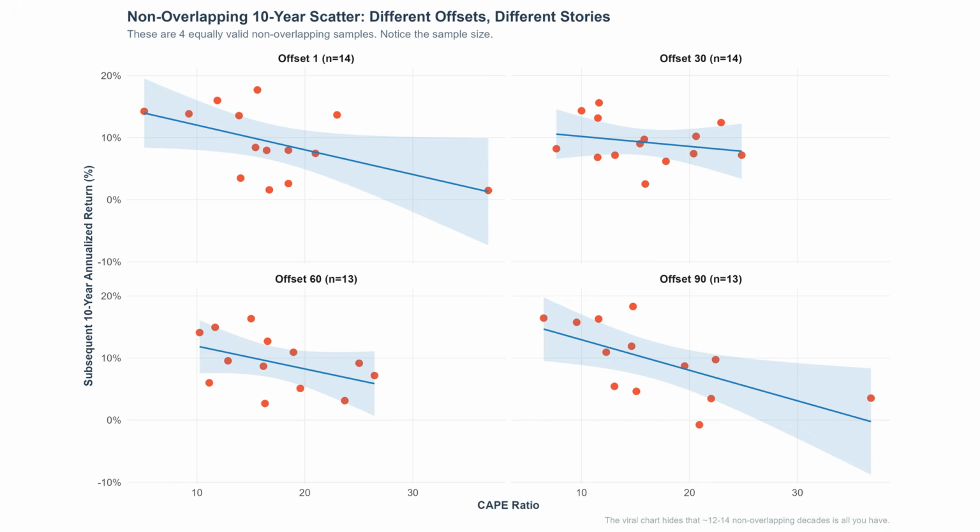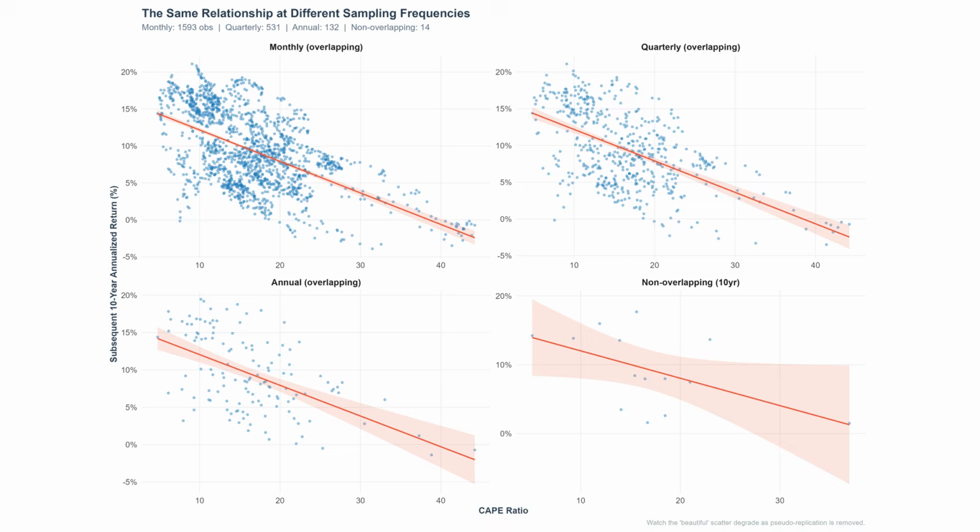But what if you use offset 30? Offset 30 would mean shifting by 30 months. Exactly. That means you are shifting your starting point forward by 30 months, beginning your decades in July, 2.5 years later, and then taking strict 10-year jumps from there. The research provides 4 different, completely valid, non-overlapping scatter plots based on 4 different arbitrary offsets. And they tell totally different stories.